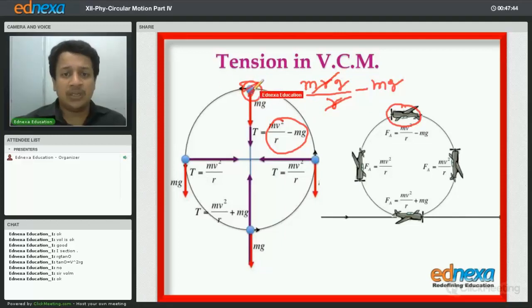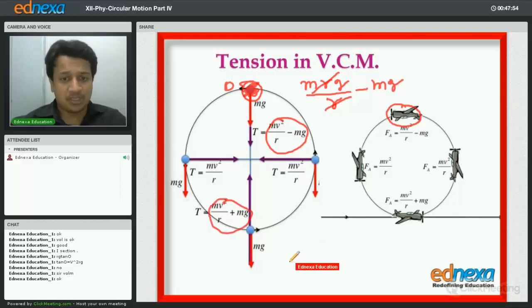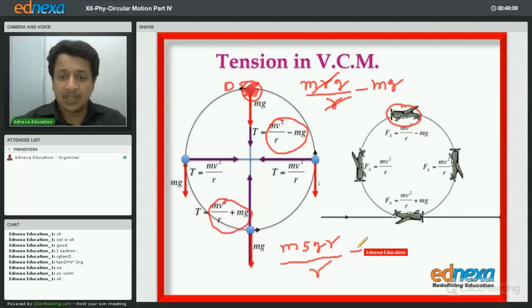So at this point tension is how much? 0. Over here what is the formula of tension? mv square upon r plus mg. Is it right? Put the value. What is the velocity at the bottommost point? Root 5 gr. So its square is 5 gr, or 5 rg divided by r plus mg.